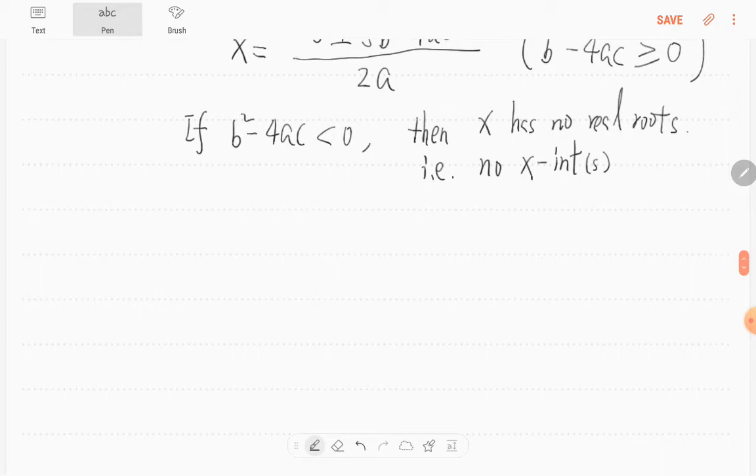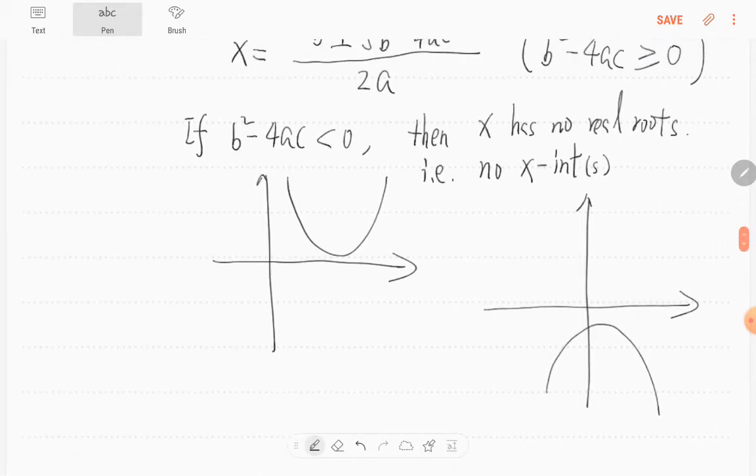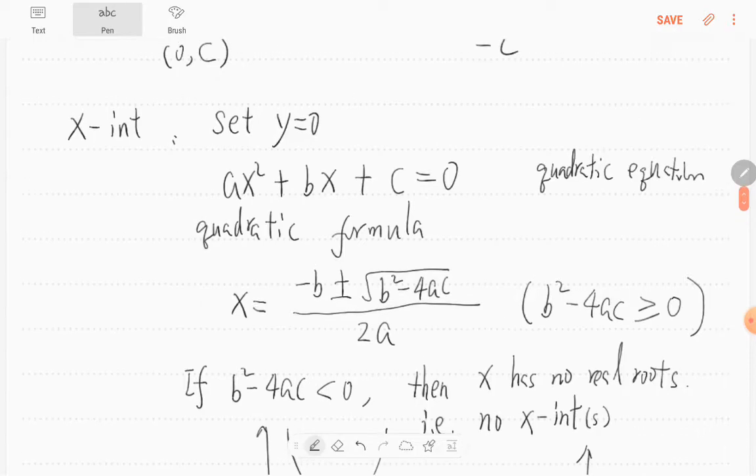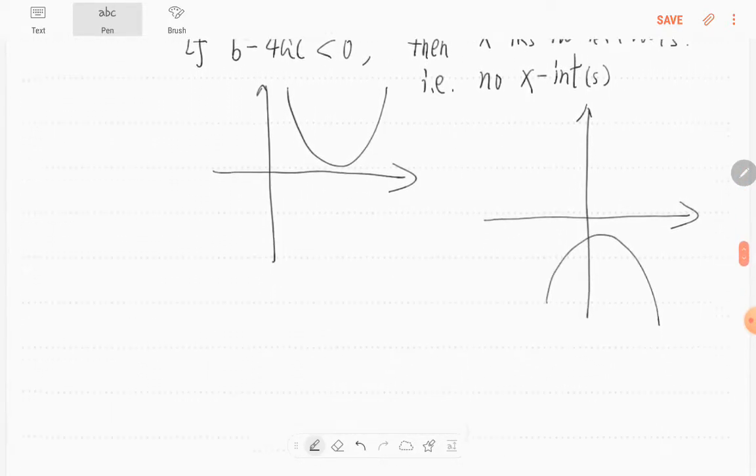So the graph would look like this one if it opens up, with no x-intercept. If it opens down, it could be this one, right? There are no x-intercepts. But we always have the y-intercept. The y-intercept is (0, c), right?